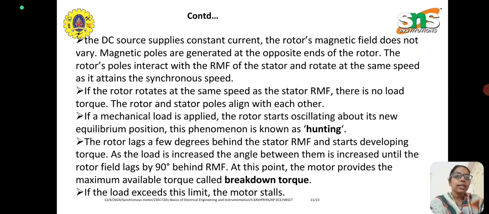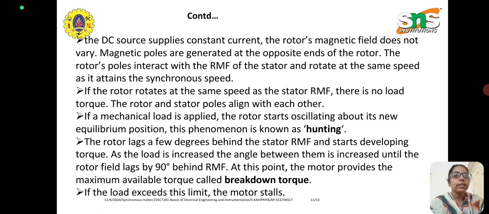The DC source supplies constant current, so the rotor's magnetic field does not vary. The magnetic poles are generated at opposite ends of the rotor. The rotor's poles interact with the RMF of the stator and rotate at the same speed as it attains synchronous speed. If the rotor rotates at the same speed as the stator RMF, there is no load torque, so rotor and stator poles align with each other.